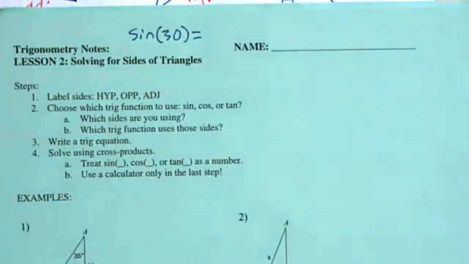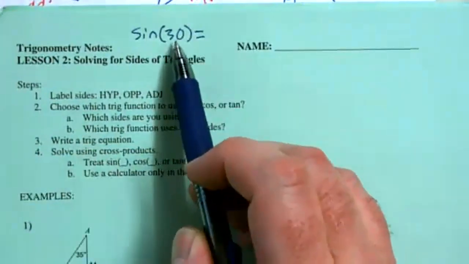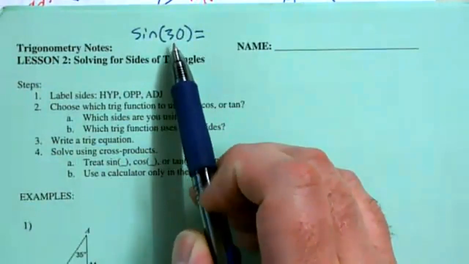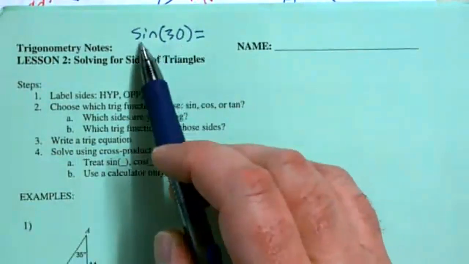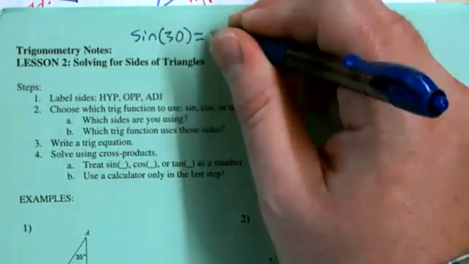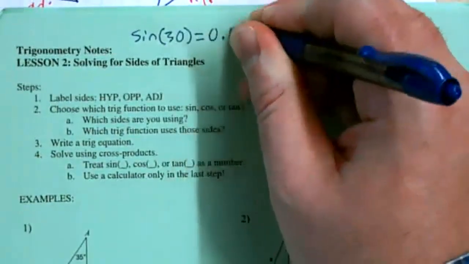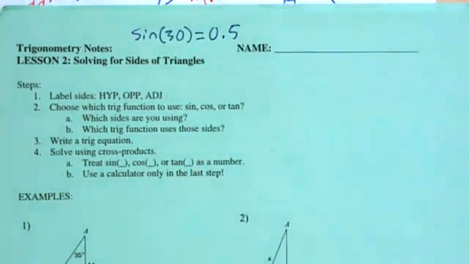There's a setting in your calculator that determines whether, when you put this in your calculator, you're telling it 30 degrees or 30 radians. We want to be doing degrees. So here's how you're going to test. I need you to type sine 30 into your calculator. You should come up with the answer 0.5 or 1/2.